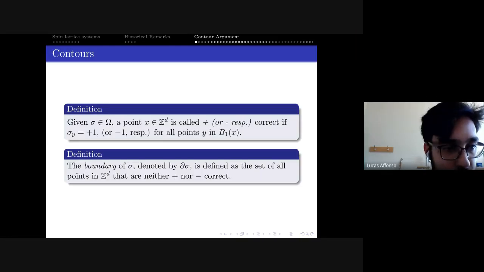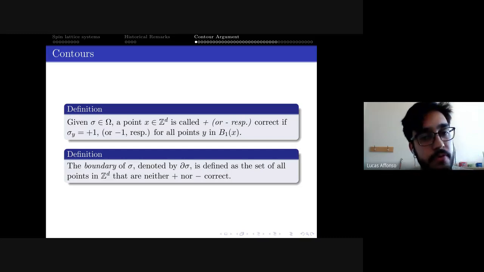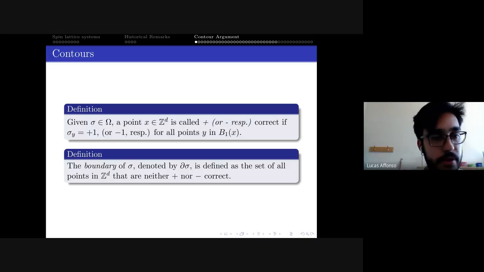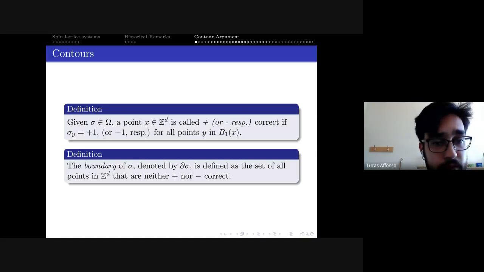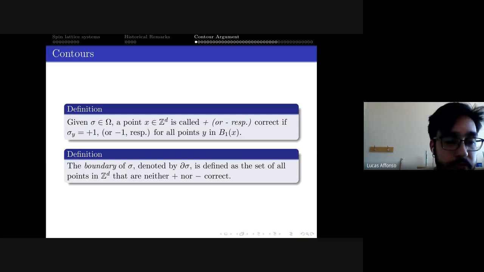So what did we do? We start with a definition of incorrect point. If you take a configuration and you take a point on Z^d, you say that this point x is plus correct or minus correct if the sign of the configuration at this site and at all of its nearest neighbors is positive, if it is plus correct, or negative, if it is minus correct.